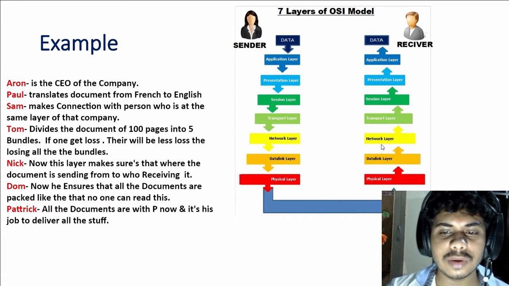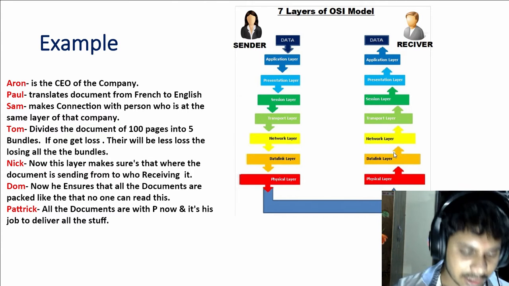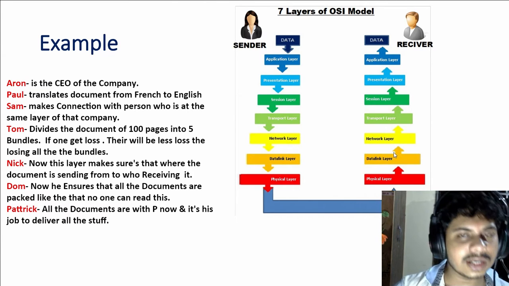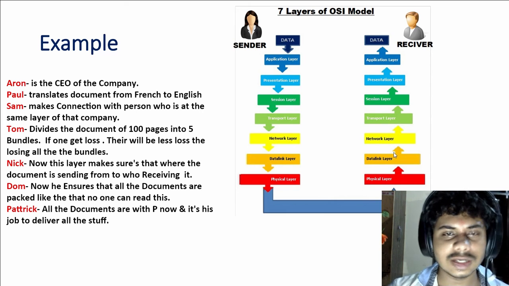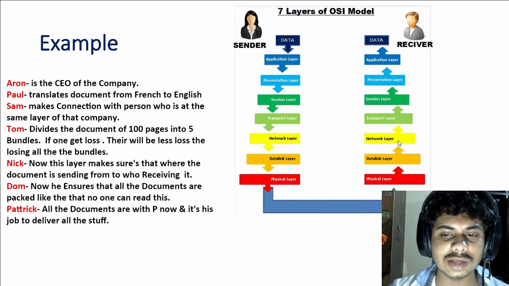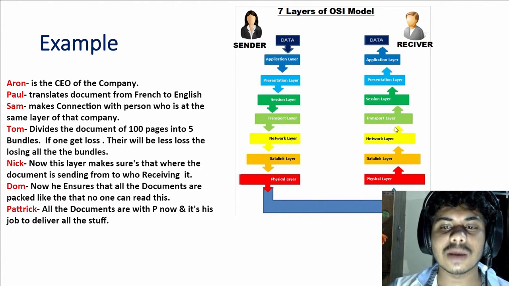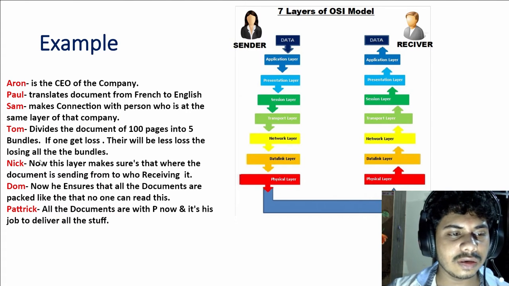So now in this company the Dom, the data link layer, will check that the document seal is there or not. It will check, yes, it is there. So now it will pass it further. Now the documents are passed on to Nick. So now you can see here.